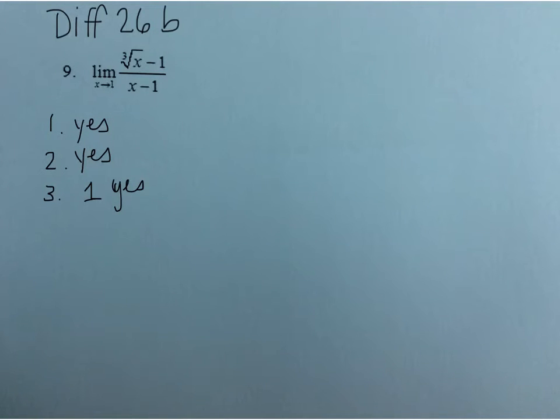So all 3 conditions for L'Hopital's rule are met, and that tells me that I can take the limit of the derivative of each part. So the derivative of the top, well, the top is x to the 1/3, so that's going to be 1/3 x to the negative 2/3. The minus 1 goes away, and the bottom's derivative is just a 1.